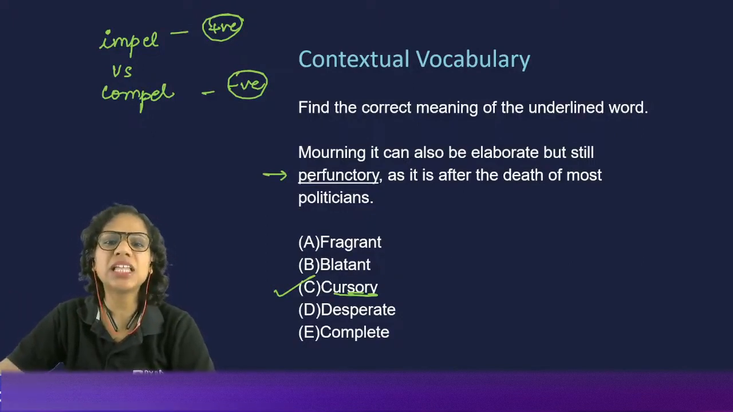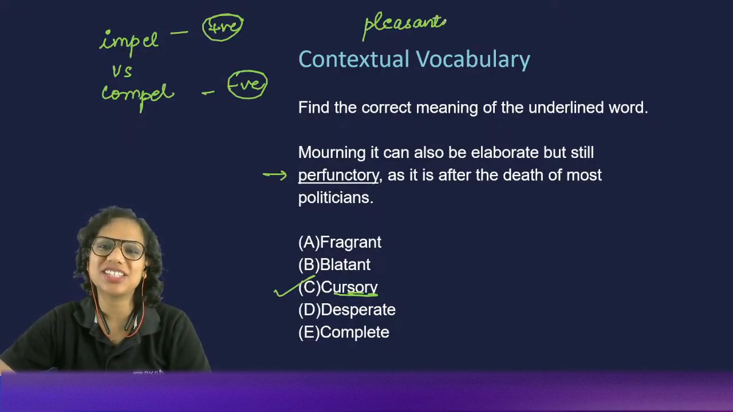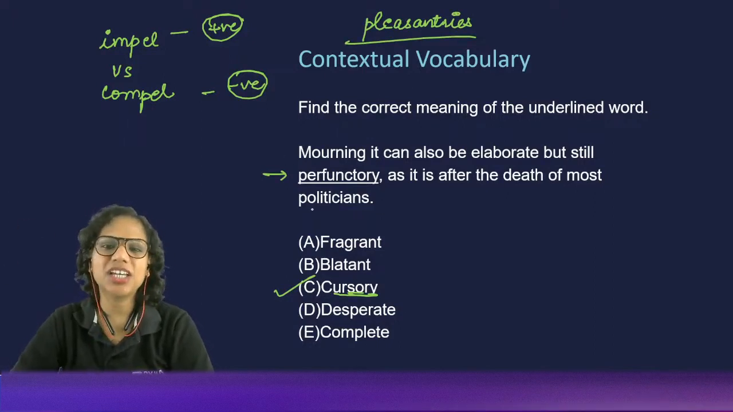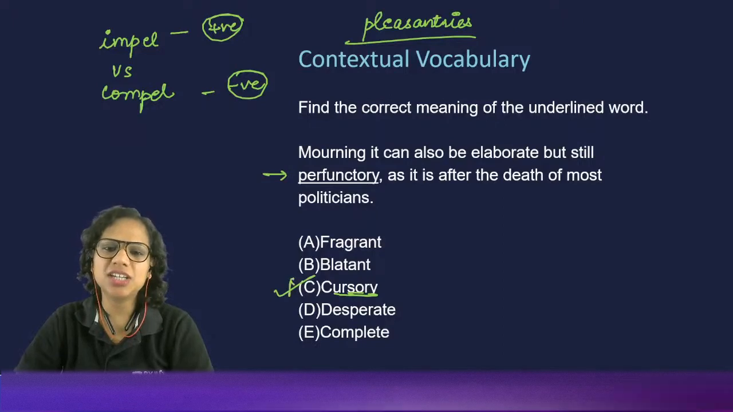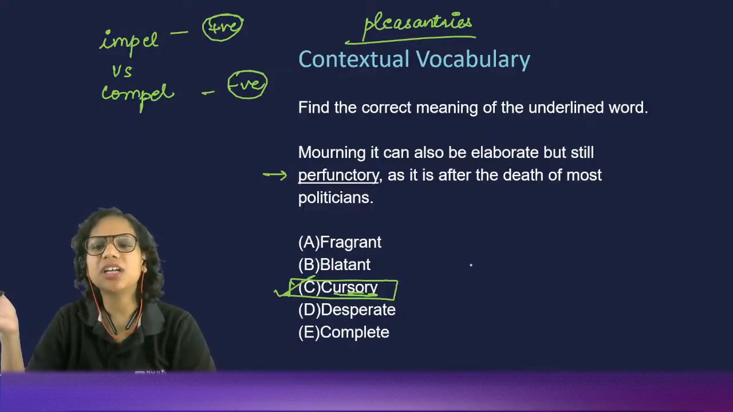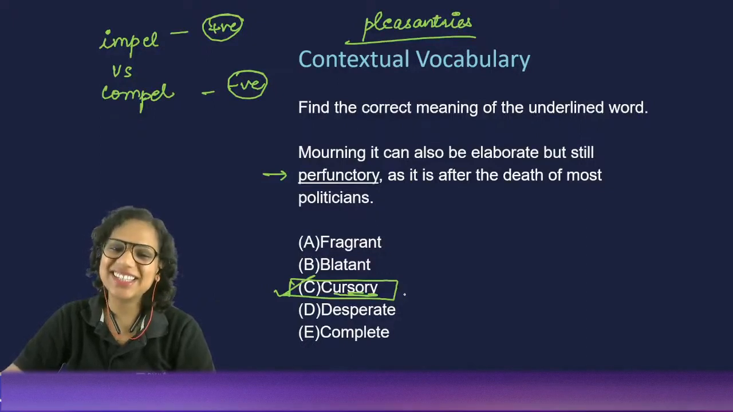Right. So such the example that I've given you, these perfunctory greetings are also called pleasantries, exchanging pleasantries. So I was busy exchanging pleasantries with Ria. Right. So perfunctory is cursory. She gave me a perfunctory handshake. That means she didn't really want to shake hands with me, but because I extended a hand, she just went along with it. So C is the answer.